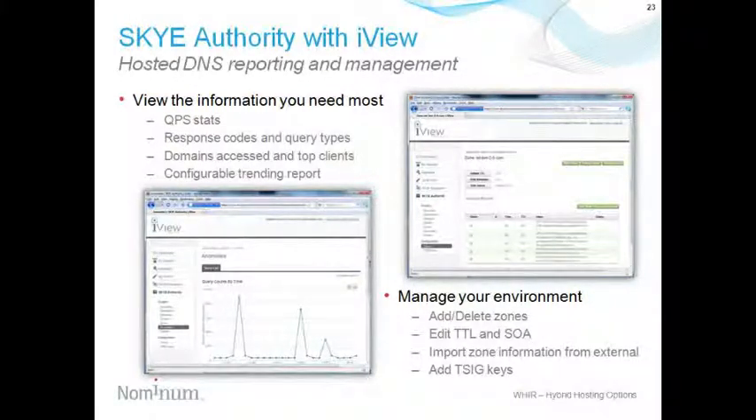Now, for the purposes of Sky Authority, which is our hosted service, and again, I'm using our brand names, but remember this is the way we look at things over here, any type of information service or interface that you see has to give you the information that you need the most. So whether it's QPS stats or response codes or domains access or top clients or trending reports, the information has to be readily available for you to make these decisions. You've also got to be able to manage the environment, something you know very well as hosting providers, that management is key. So adding and deleting zones, adding TTLs or SOA information, this is the kind of information that you need to understand.